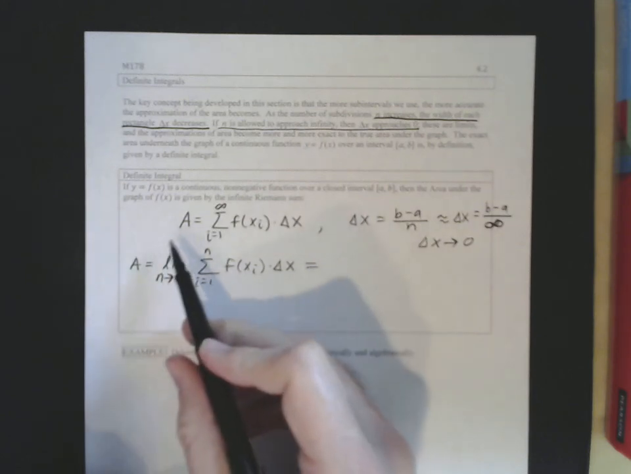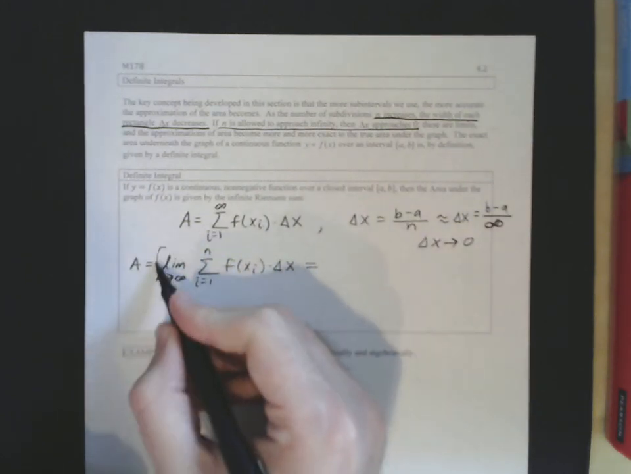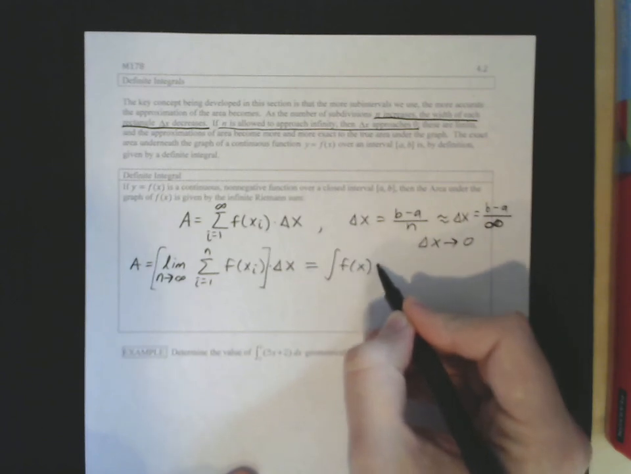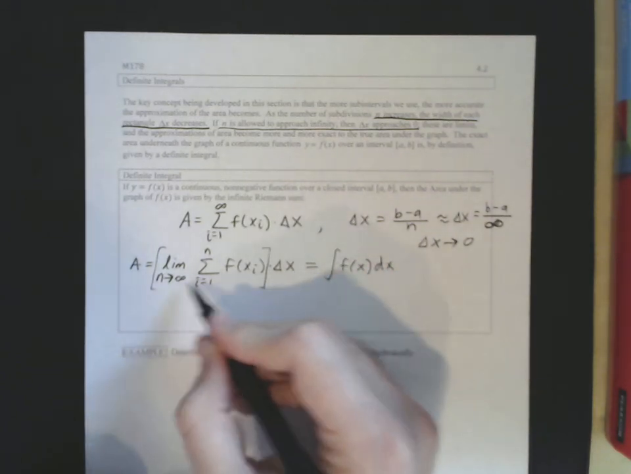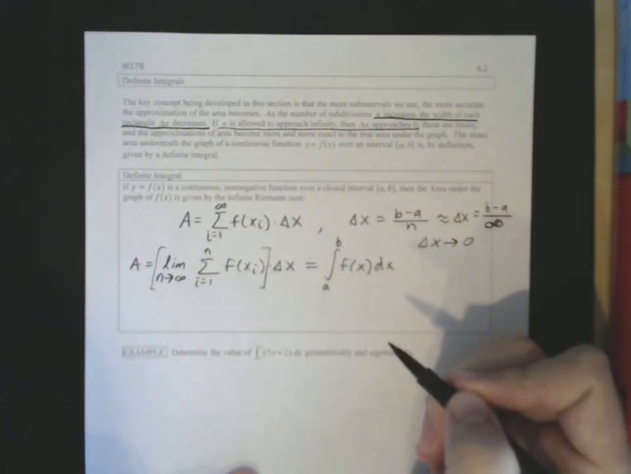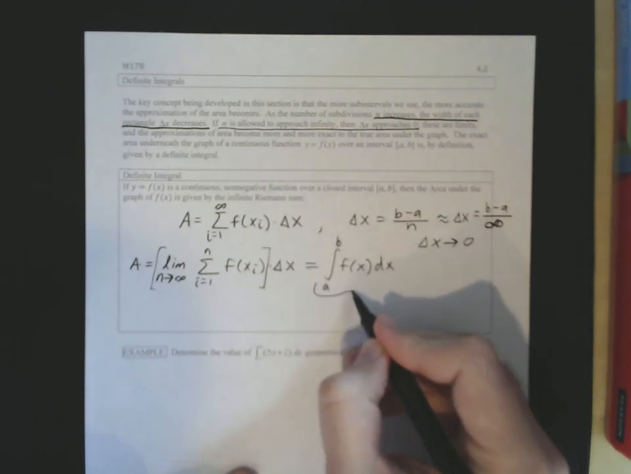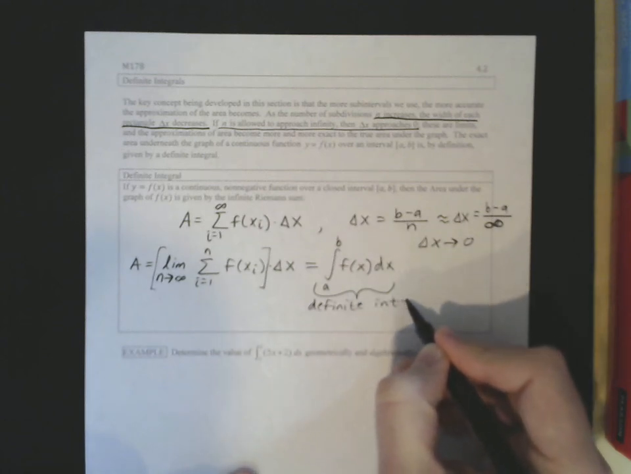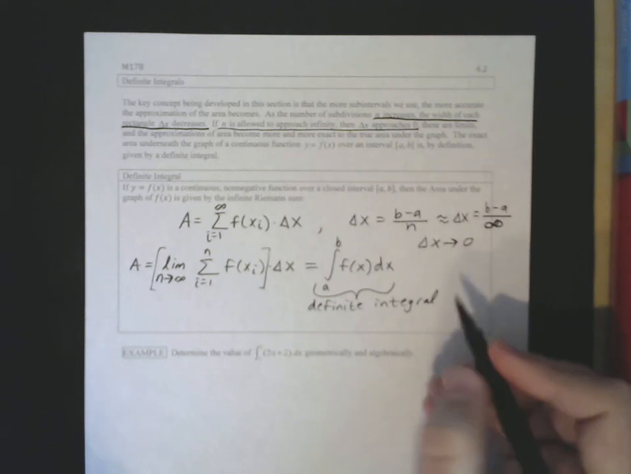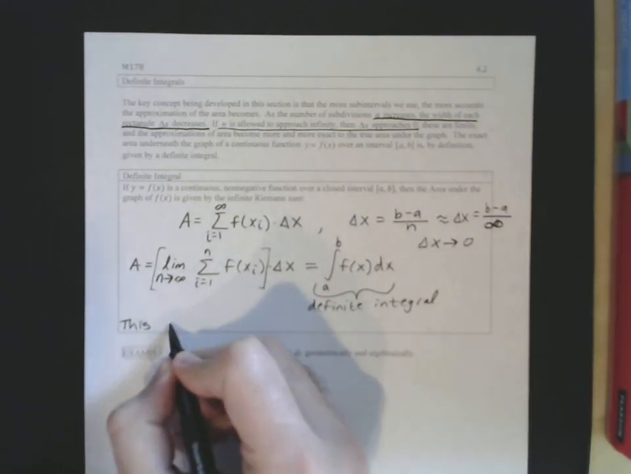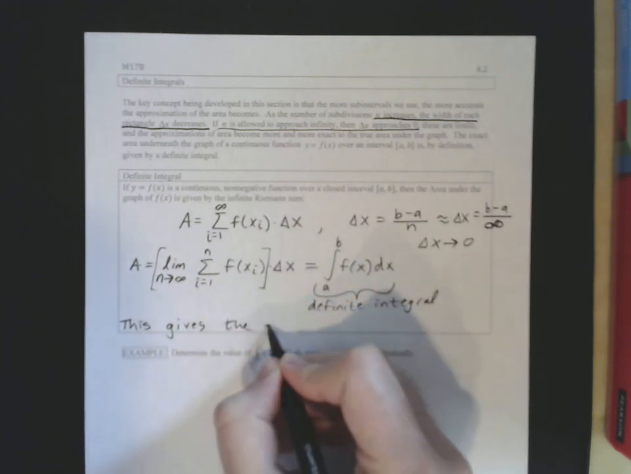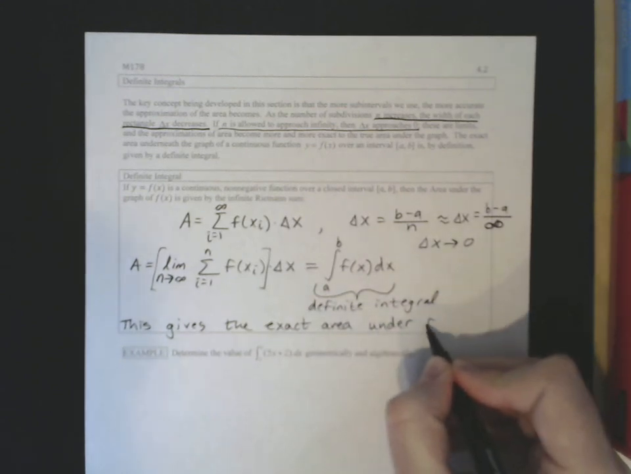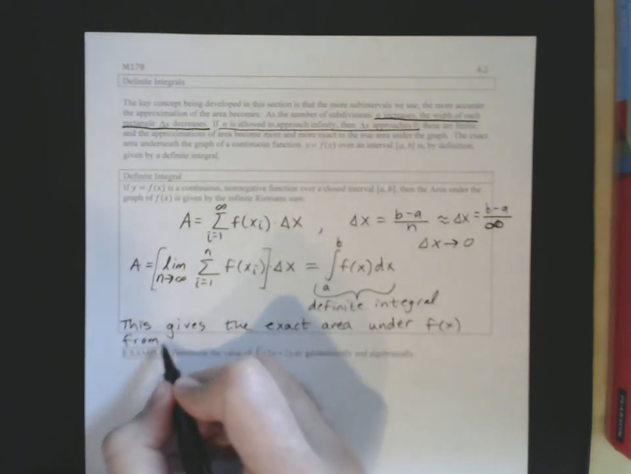And as it turns out, when we take the limit of the summation, this whole piece becomes the integral of f of x. Our delta x becomes dx. And the way that we account for the b and the a is we have a to b. And this is a definite integral. And this gives the exact area under f of x from a to b.